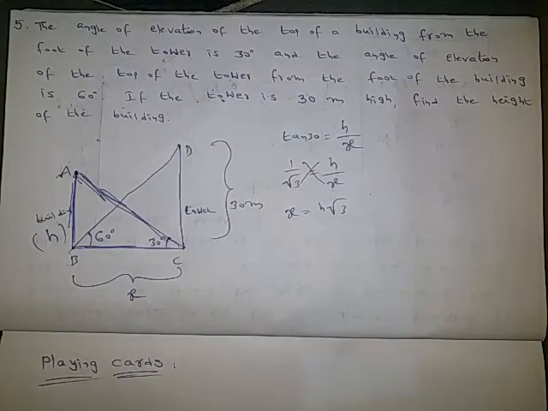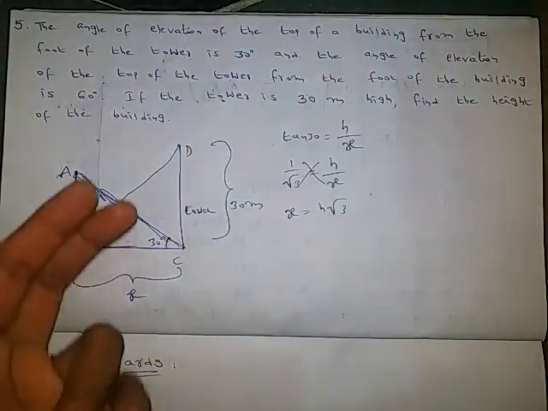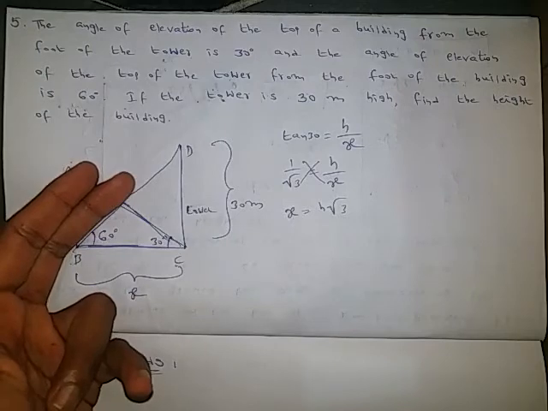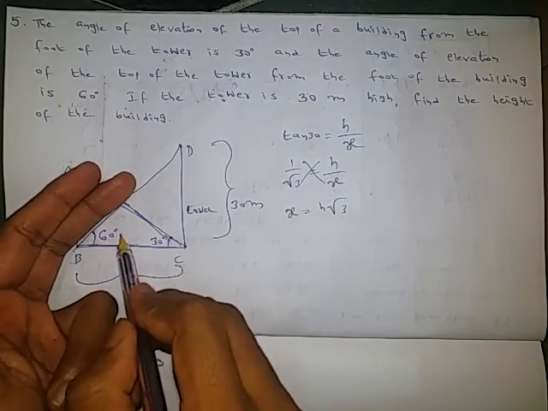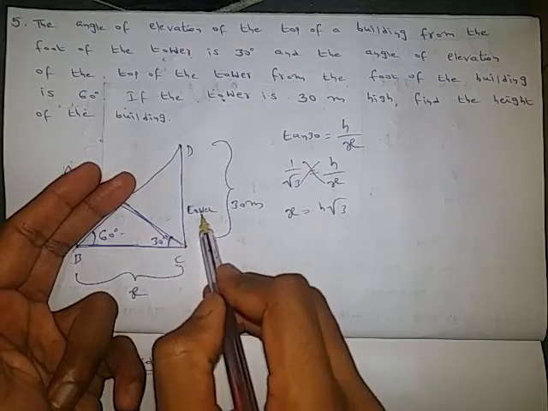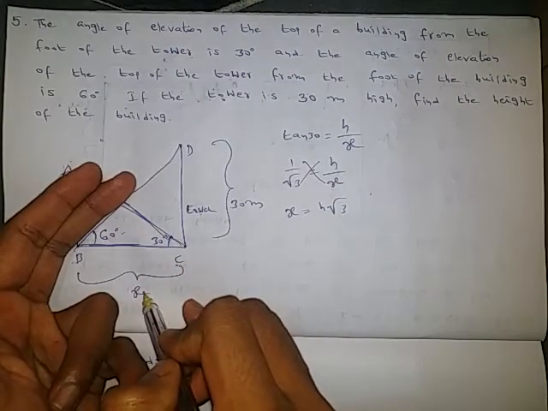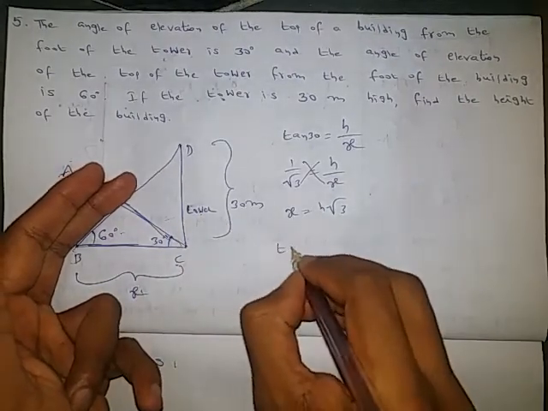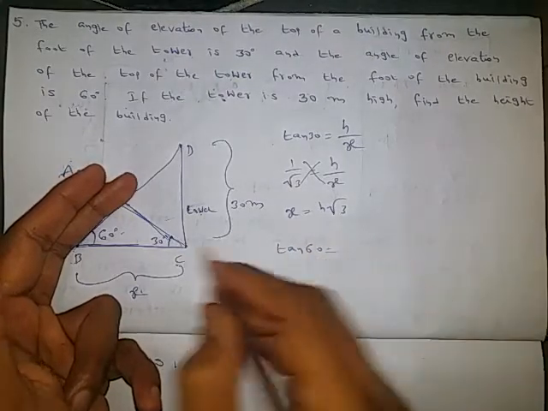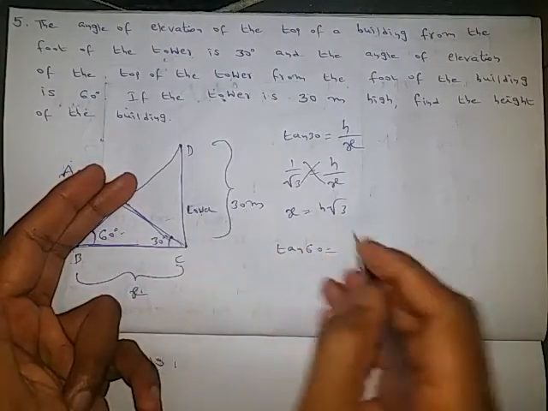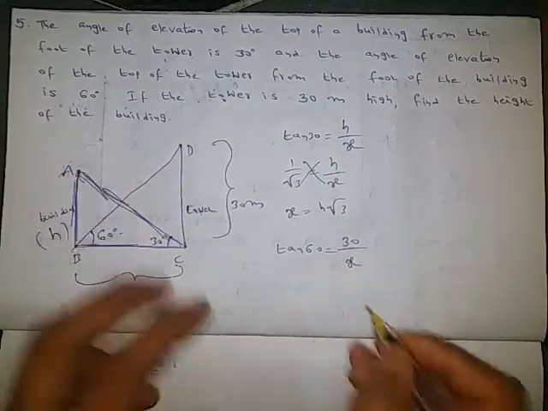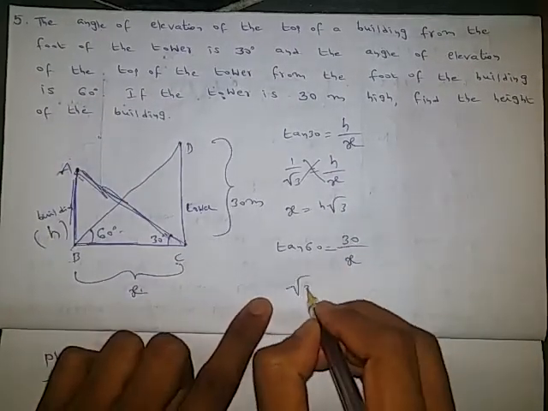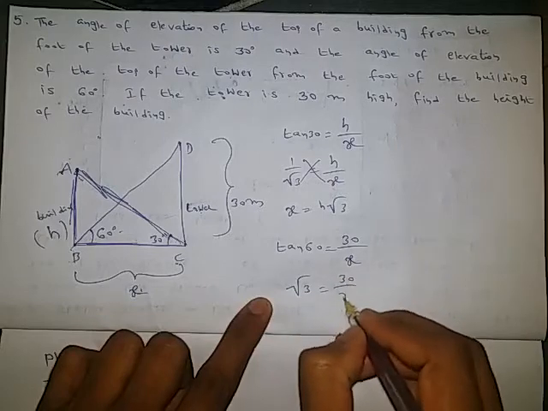Now I will take the second triangle. That second triangle is nothing but this BCD triangle. If we observe the BCD triangle, we will get a clear idea that the angle is 60 degrees. For this angle, the opposite is the tower and the adjacent is x. So again tan only. So tan 60 is equal to opposite, which is the tower height, 30 meters, divided by adjacent x. Tan 60, root 3, is equal to 30 by x.